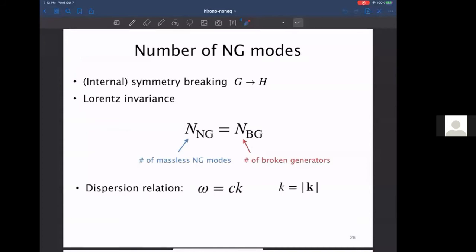If we assume the Lorentz invariance of the system, there's actually a one-to-one correspondence between the Nambu-Goldstone modes and the broken symmetry generators. So the number of massless modes appearing is going to be the same as the number of broken generators in Lorentz invariant systems. And the dispersion relation is also linear, which is also due to the Lorentz invariance. But this is not true once we consider a system which is not necessarily Lorentz invariant.